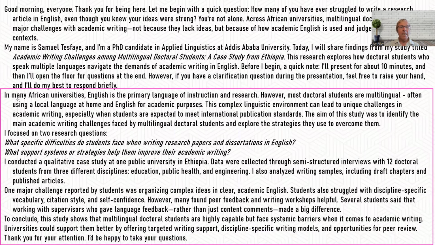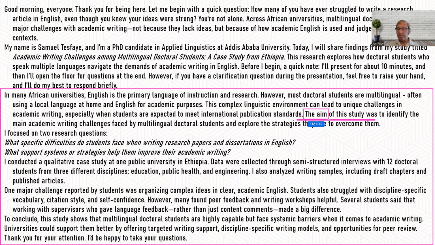Okay, so he says, in many African universities, English is the primary language of instruction and research. However, most doctoral students are multilingual, often using a local language at home and English for academic purposes. This complex linguistic environment can lead to unique challenges in academic writing, especially when students are expected to meet international publication standards. The aim of this study was to identify the main academic writing challenges faced by multilingual doctoral students and explore the strategies they use to overcome them.